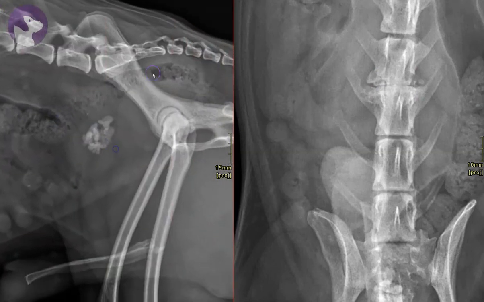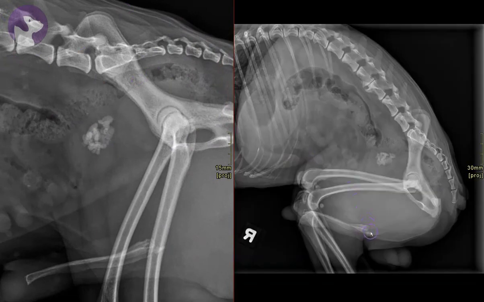So the real importance here is just noting the difference between this flex leg lateral, where we can really highlight the urethra, and this normal lateral projection where we cannot. So it really highlights the importance of doing this view in any dog, especially male dogs, where we're concerned about cystolithiasis or we're concerned about lower urinary tract disease.